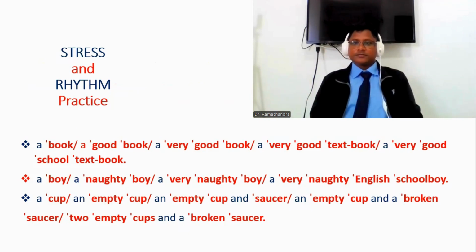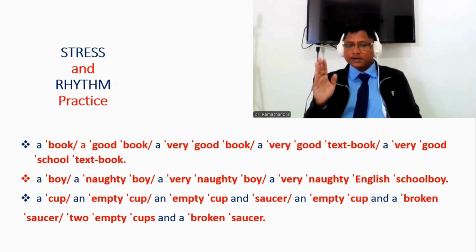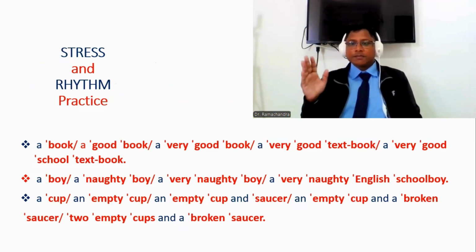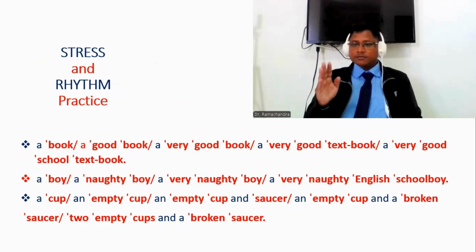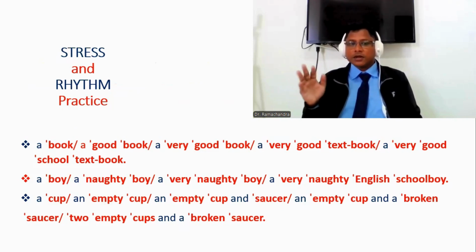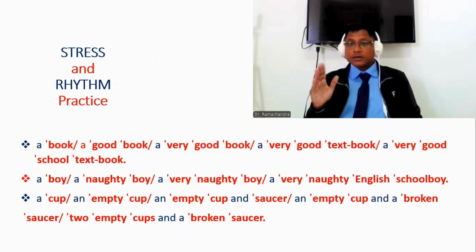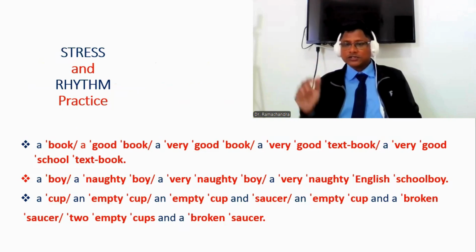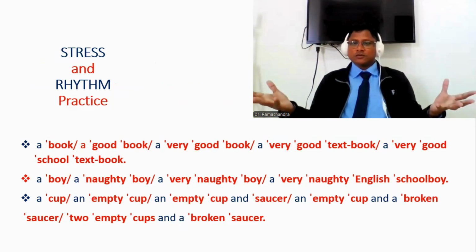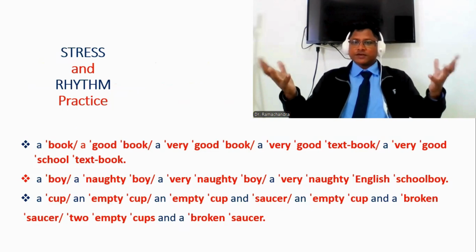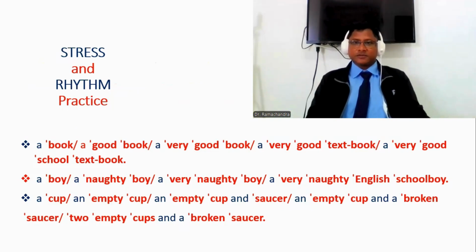A cup, an empty cup, an empty cup and saucer. It's not cup and, cup and saucer. An empty cup and a broken saucer. Two empty cups and a broken saucer. Look at the music. That's why I told you phonetics is a musical and magical mixture of the English language. You have to practice them to get global intelligibility.